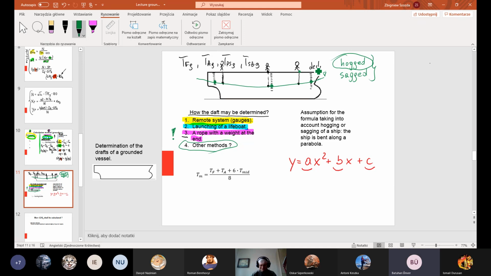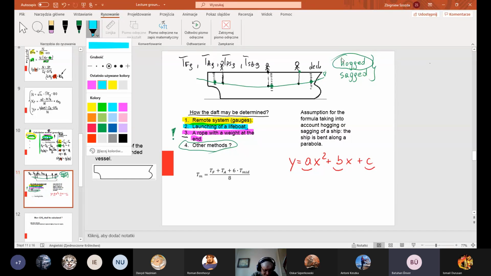So less of the vessel is underwater in the middle, so it's hogged. Yes, it is hogged, because the middle is still not inside the water. Okay, so we agree. Am I right? The ship is hogged. Yeah, the ship is hogged.